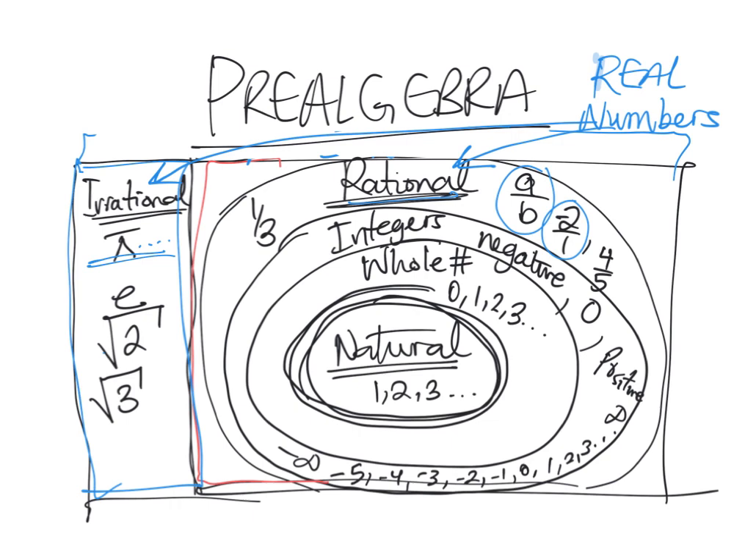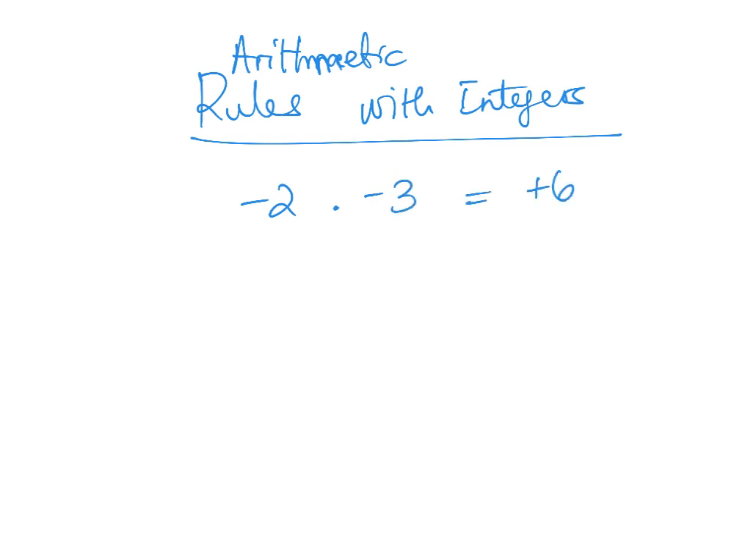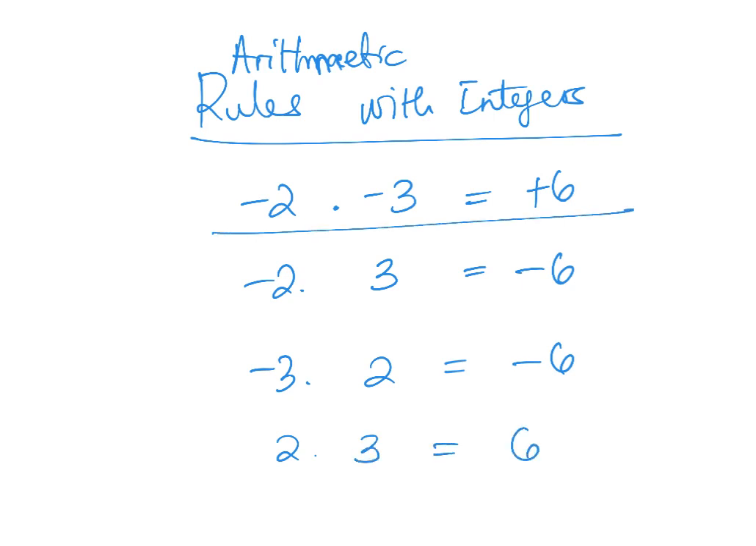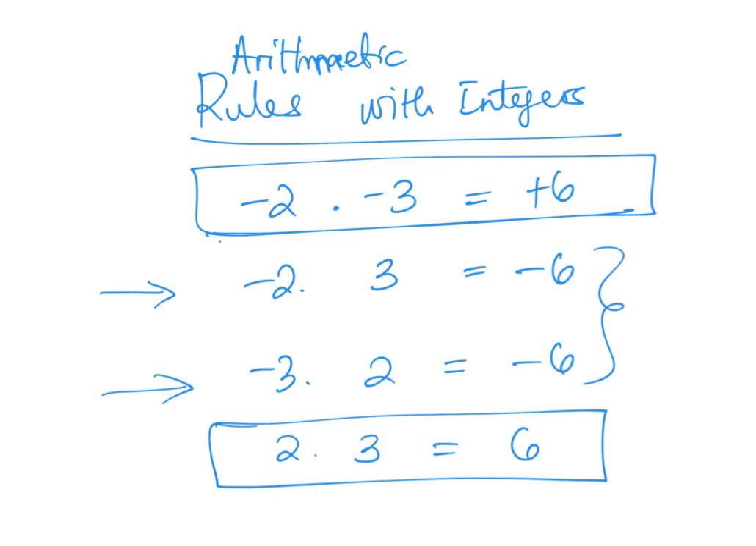Let me leave you with some rules of integers that are good to remember, arithmetic rules with integers. When you have, for example, -2 times -3, that's +6. -2 times +3 is -6. -3 times 2 is -6. And 2 times 3 is 6. So we know that when you have the same sign, you will get a positive product. When you have different signs, you will get a negative answer.